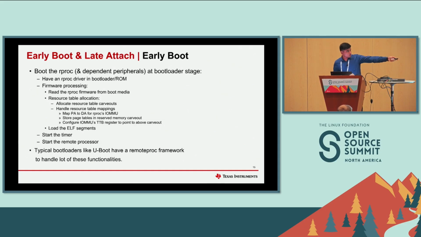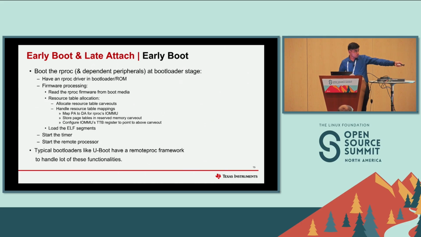Then you'll also need to do some firmware processing. So basically, you'll need to read the firmware from your boot media. Then you'll need to do the resource table allocations. At this point, you just need to take care of 2 resources. One is the carveouts. The other is the dev mappings. You don't need to do virtio or trace buffer because obviously the IPC master is with Linux, so Linux will do all of that. In your mappings, you need to map whatever PA to DA the remote processor has requested, and then you'll generate those page tables for the IOMMU, if you are using an IOMMU, by the way.